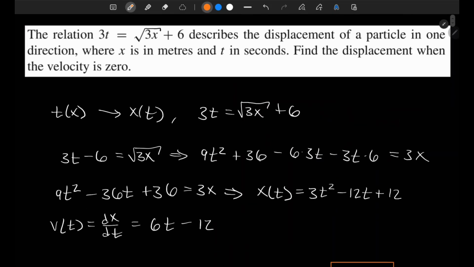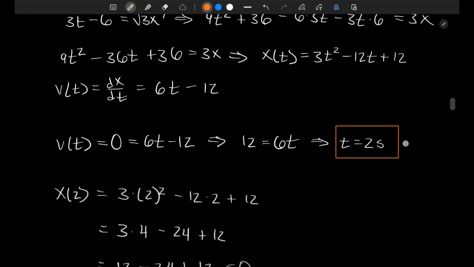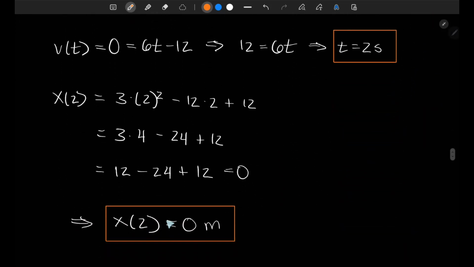Just to reiterate what we've done, we started with this relation here, which describes the position as a function of time of our particle, more in particular, the displacement of a particle as a function of time. Then we wanted to know what x was when the velocity is 0. And we calculated that x when velocity is 0 is 0 meters.